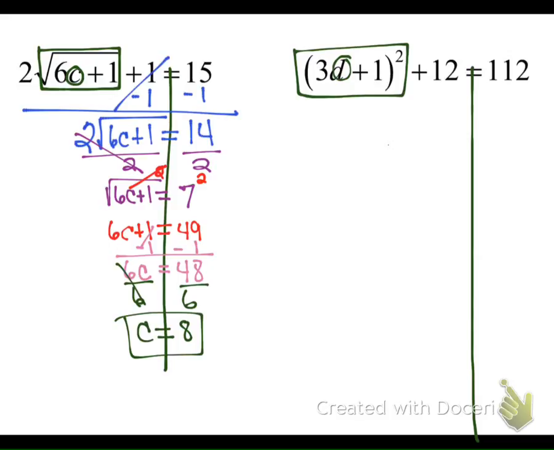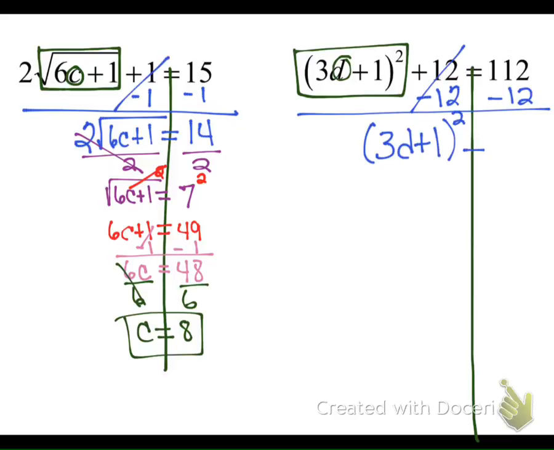Okay, so the whole purpose of squaring or boxing the square, just like the square root, is because we want to get the square by itself. So if I want to get the square by itself, what do I have to get rid of here? Plus 12. So how do I do that? Minus 12. So on my left side, I'm going to bring down my parentheses still. 3d plus 1 squared equals, and then what's 112 minus 12? 100. Okay?